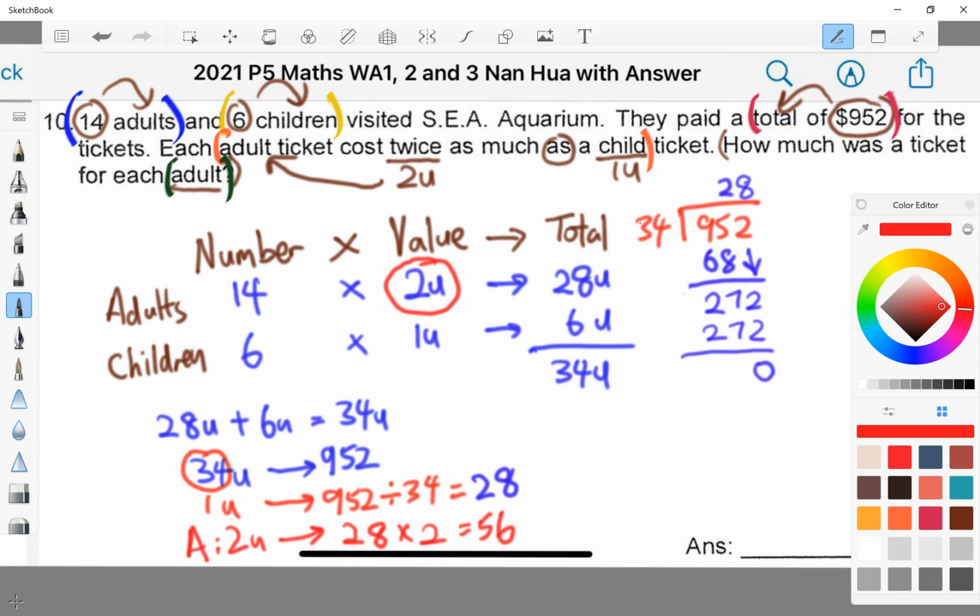So boys and girls, do remember, for your final answer, you got to put a dollar sign. If not, half a mark will be taken away from you. Okay? So dollar sign is our standard unit, and don't forget about it. So we have come to the end of this episode. We have found that the answer for the adult ticket is $56.